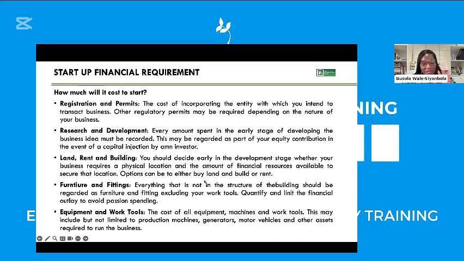Furniture, please let me apologize for the typo, okay? Furniture and fittings, everything that is not in the structure of the building should be regarded as furniture and fittings, excluding your work tools. So you cannot classify your laptop or your desktop as furniture and fittings. Okay, so quantify and limit the financial outlay to avoid passion spending.